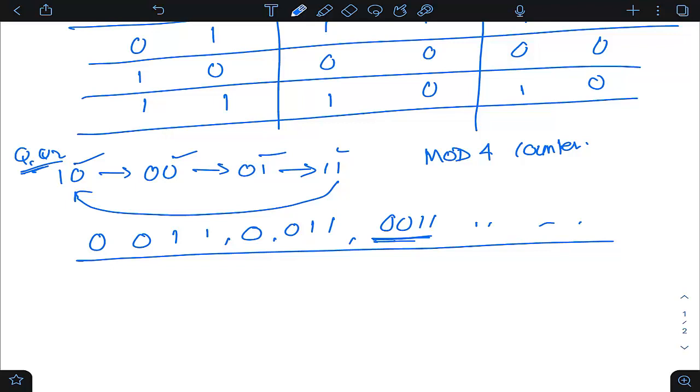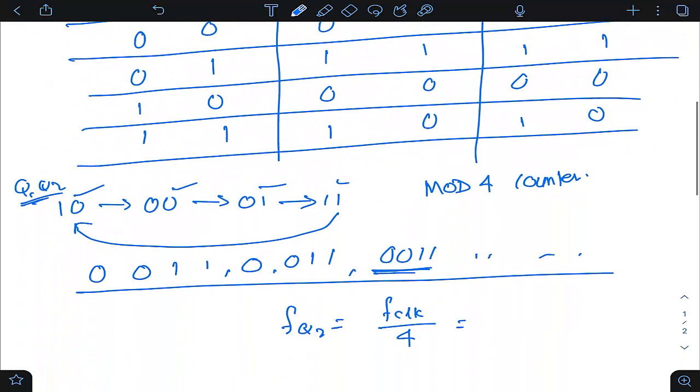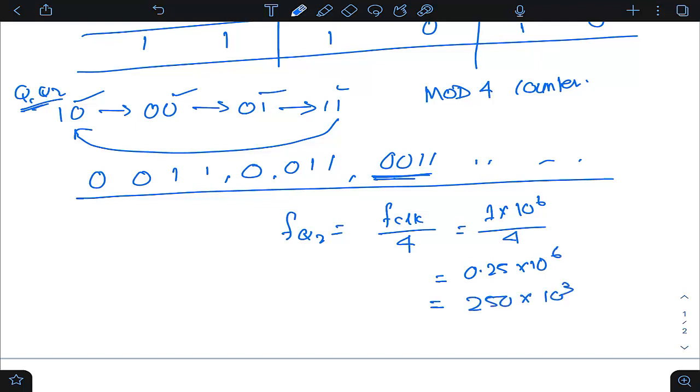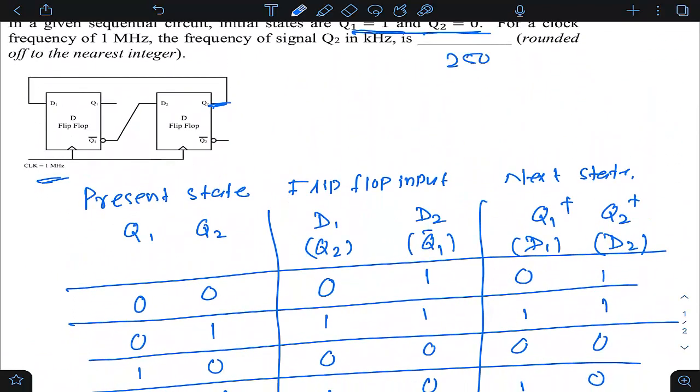So if it's a mod 4 counter, the frequency of Q2 will be the clock frequency divided by the mod number, which is 4. The clock frequency is given as 1 megahertz, so 1 into 10 to the power 6 hertz divided by 4 is 0.25 into 10 to the power 6, which is 250 into 10 to the power 3. This happens to be 250 kilohertz.